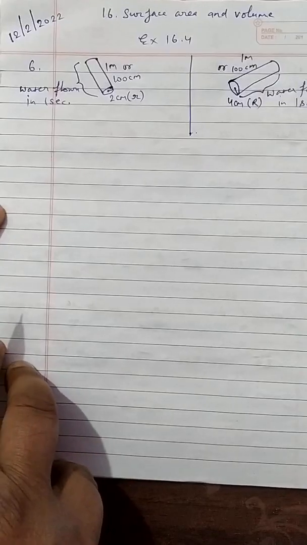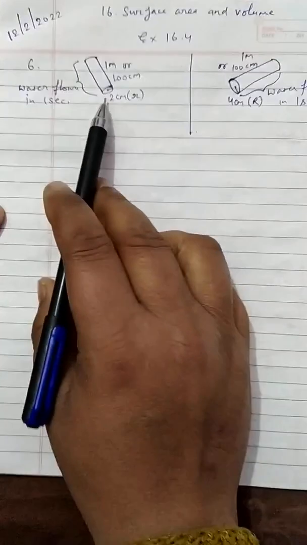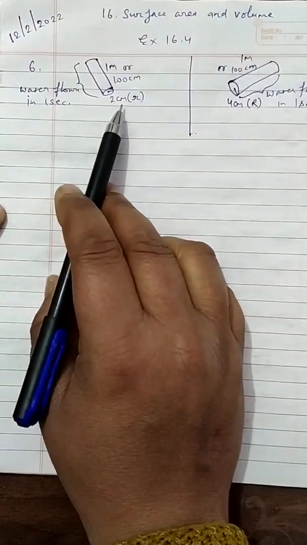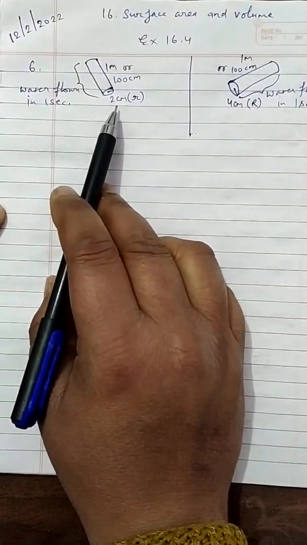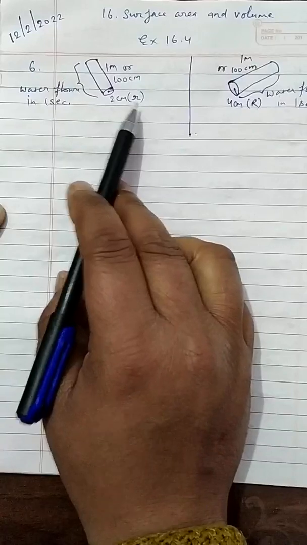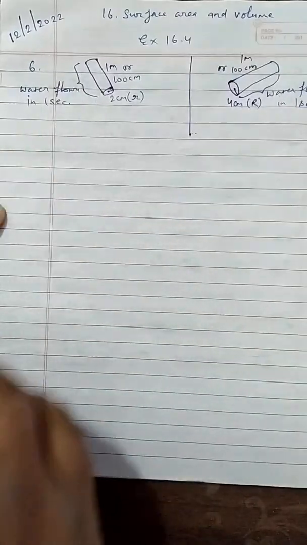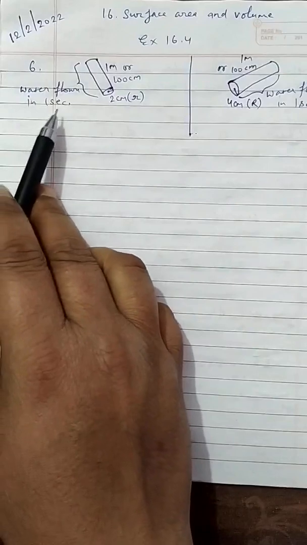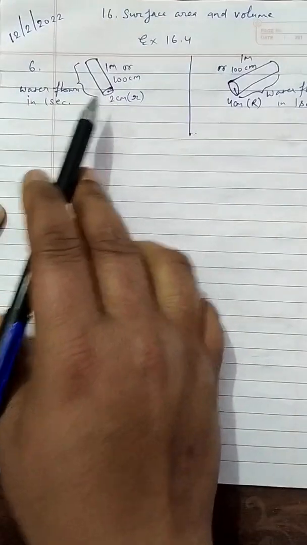Good morning, dear students. Today we are going to continue exercise 16.4, question number 6. The chapter name is surface area and volume. In question number 6, we have two pipes. One is the smaller one whose radius is 2 cm. We will consider it as a small r. Its length is 1 meter and the water flown in 1 second is the volume of this cylinder.